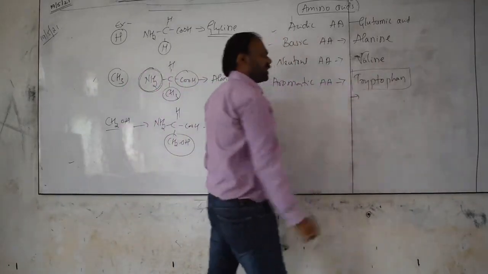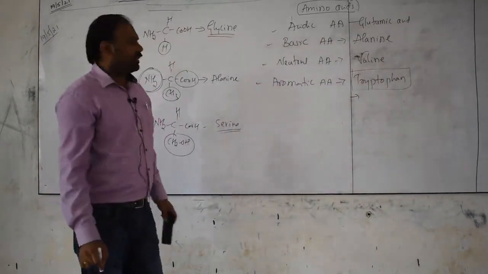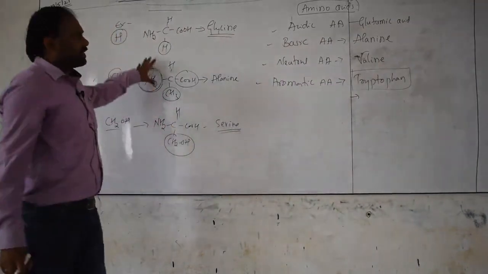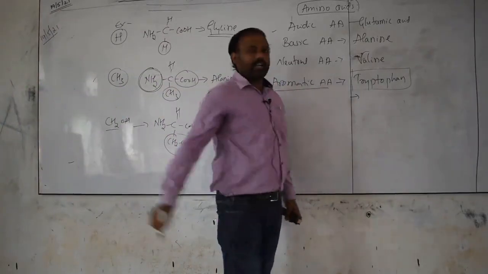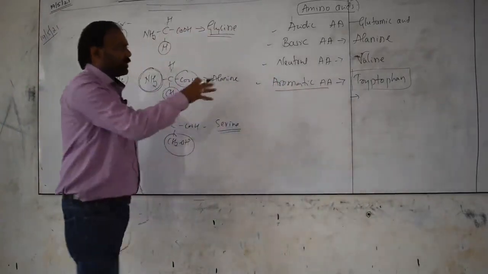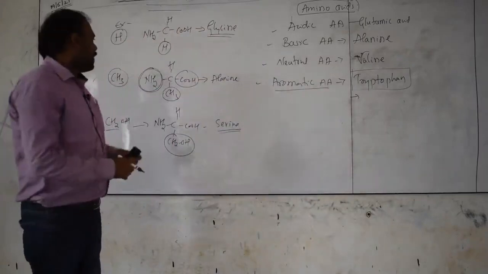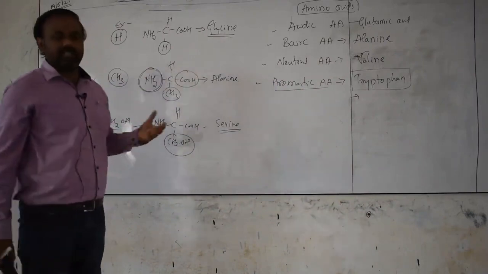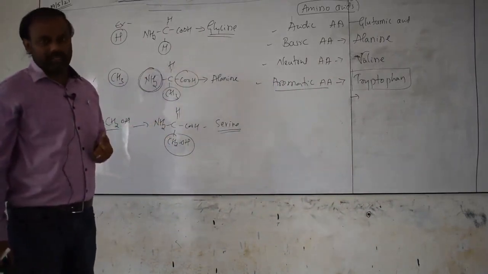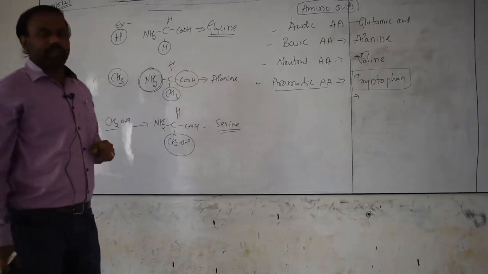Apart from this, there are still many more. So leave it. Aromatic amino acid, best example is tryptophan. So these are some different amino acids according to how many acidic and basic groups are present in the respective amino acid. Clear? So this is today's topic.